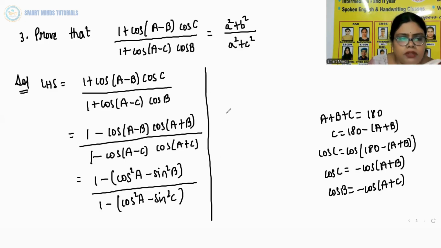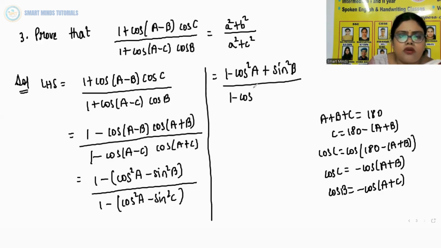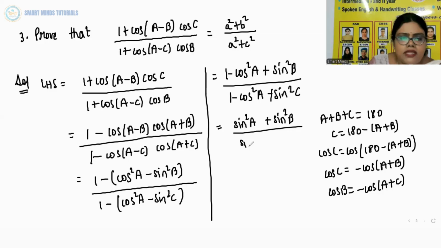So if we open the brackets, we will get 1 minus cos square A plus sin square B by 1 minus cos square A plus sin square C, minus into minus plus. From trigonometric identities, we know that 1 minus cos square A is sin square A. So we get sin square A plus sin square B by sin square A plus sin square C.